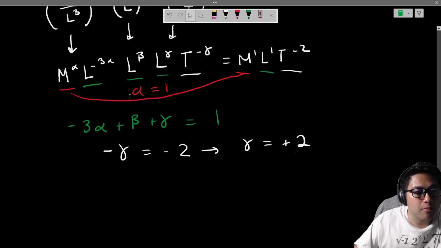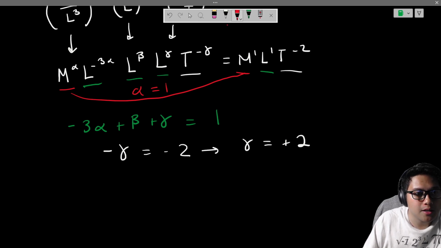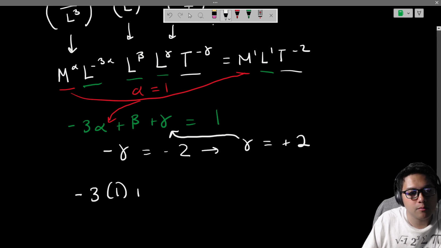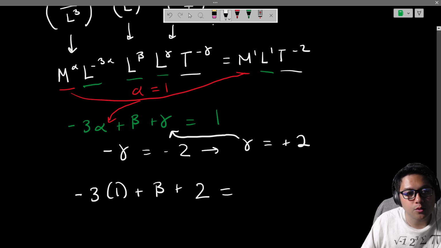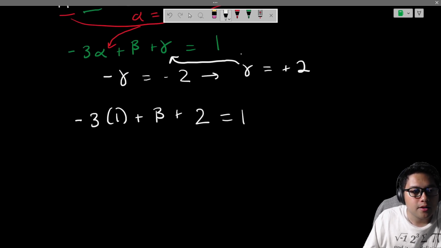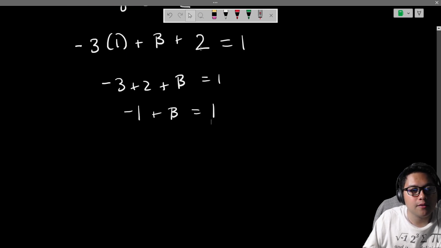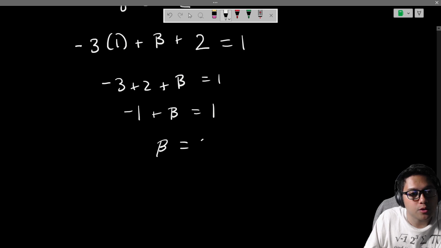The last one we need is beta, but we can just plug in the values of alpha and gamma into these equations, right? So we can plug in alpha here, and gamma there. And what do we get? We'll get negative 3 times 1 plus beta. Now gamma is 2, so that's plus 2 is equal to 1. We have a negative 3 plus a 2 plus beta is equal to 1. Negative 3 plus 2 is negative 1. Negative 1 plus beta is equal to 1. And if I do my algebra correctly, that should say beta is equal to 2.